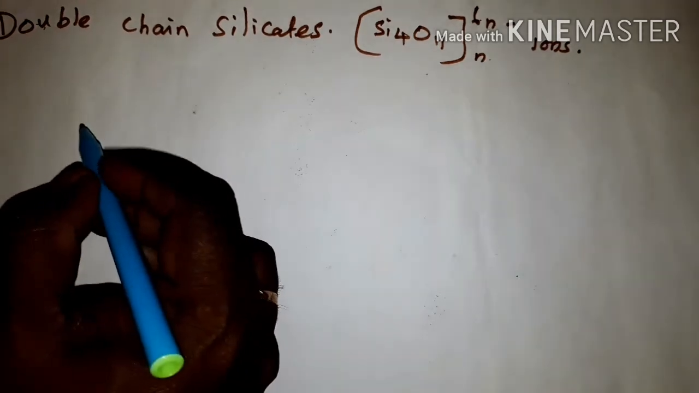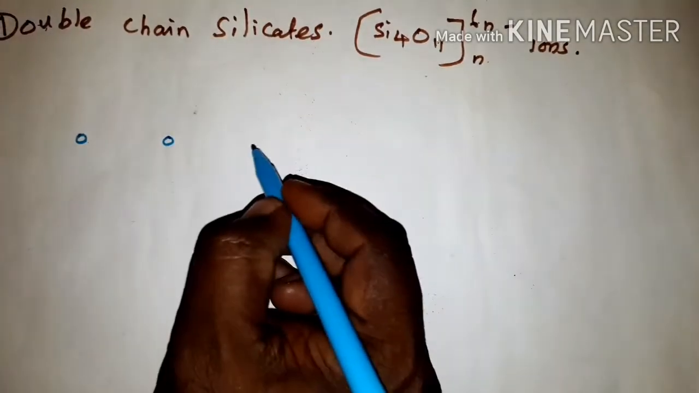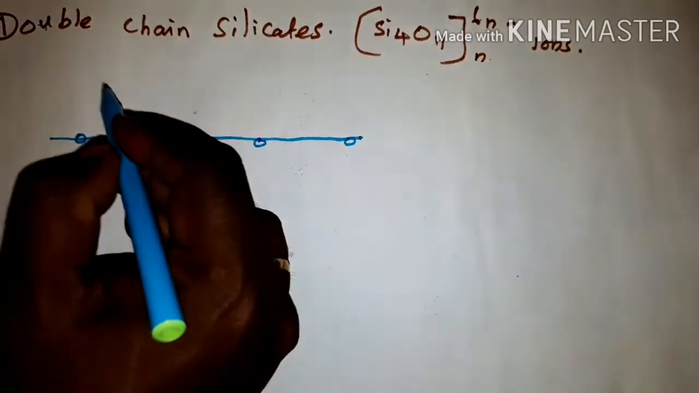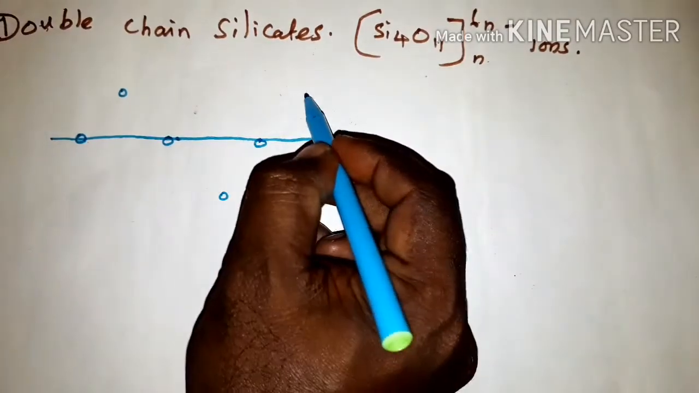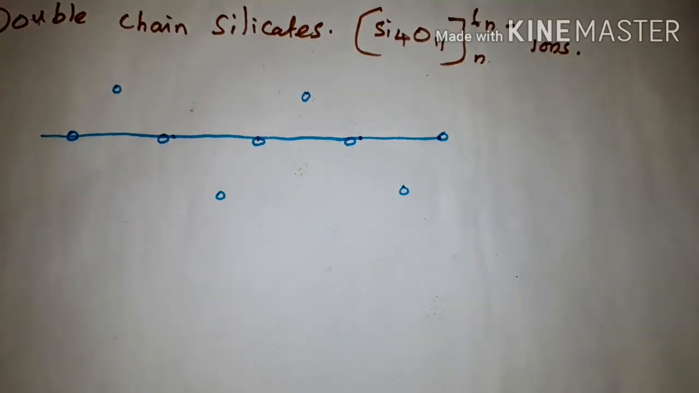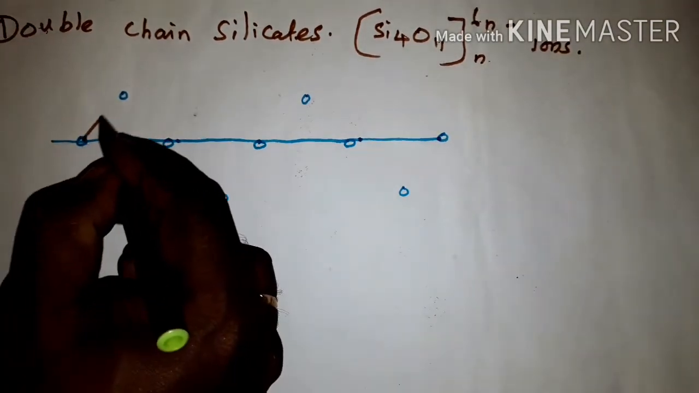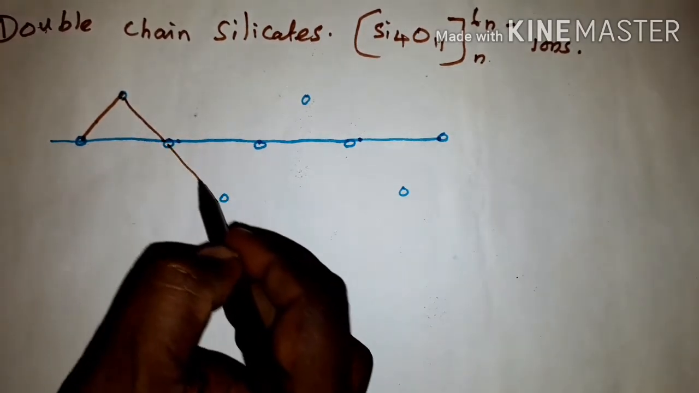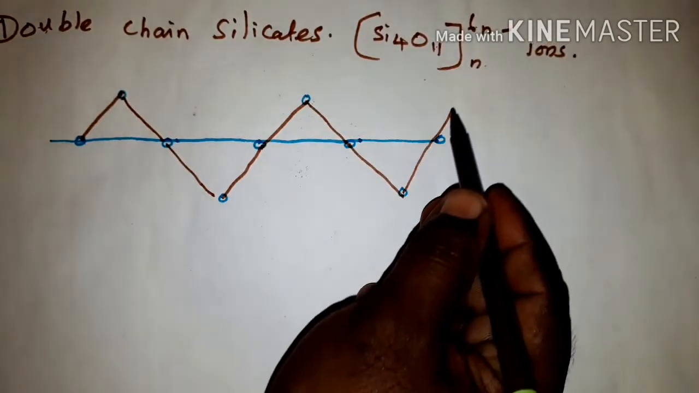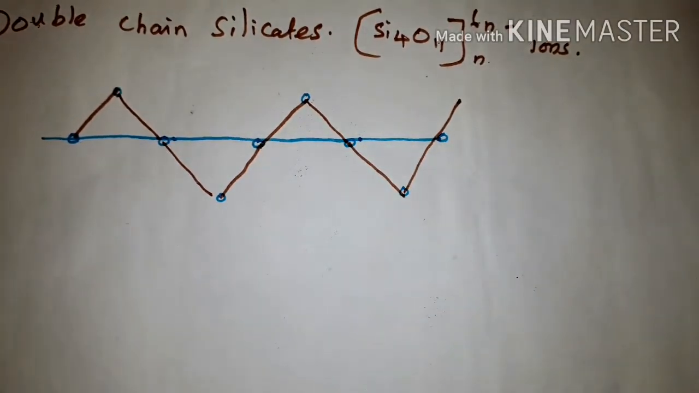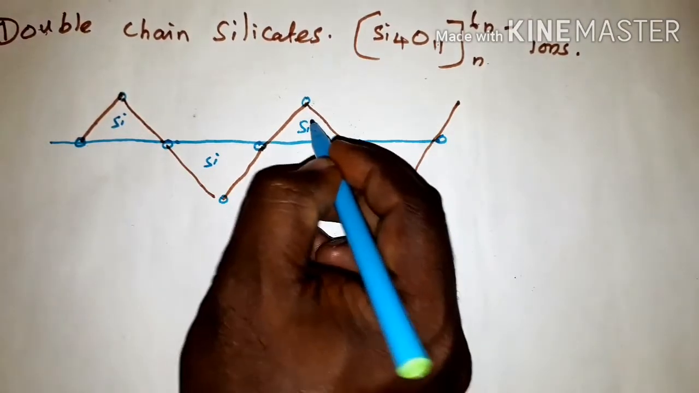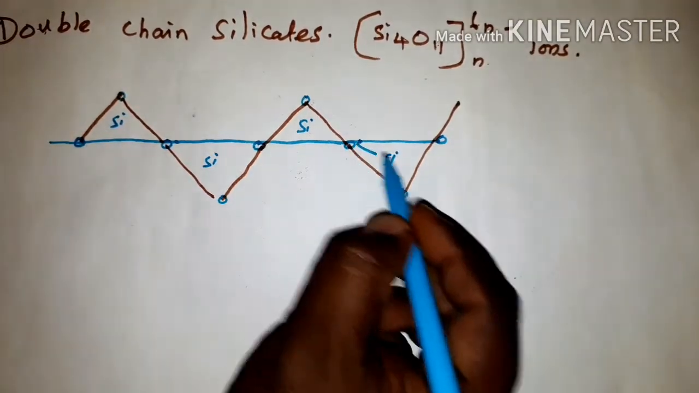Usually in the chain silicate, what did we do? We draw the oxygen atoms in a linear way. Just make one line, and here one oxygen atom, here one oxygen atom, here one oxygen atom, and here one oxygen atom. Now make a bond, make a link with all the oxygen atoms. Now in between this triangle, write silicon atom, silicon, silicon, silicon. Then make a link.